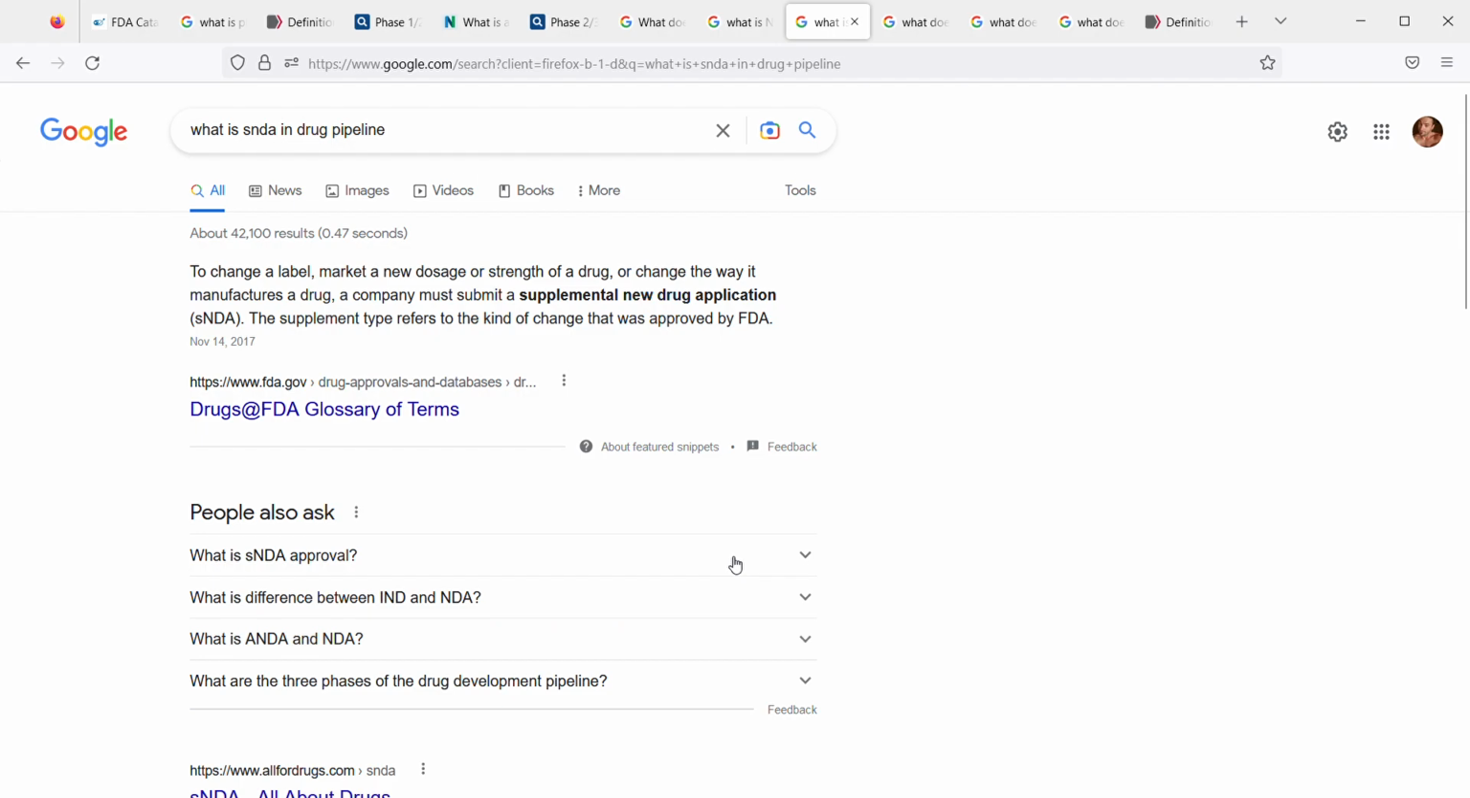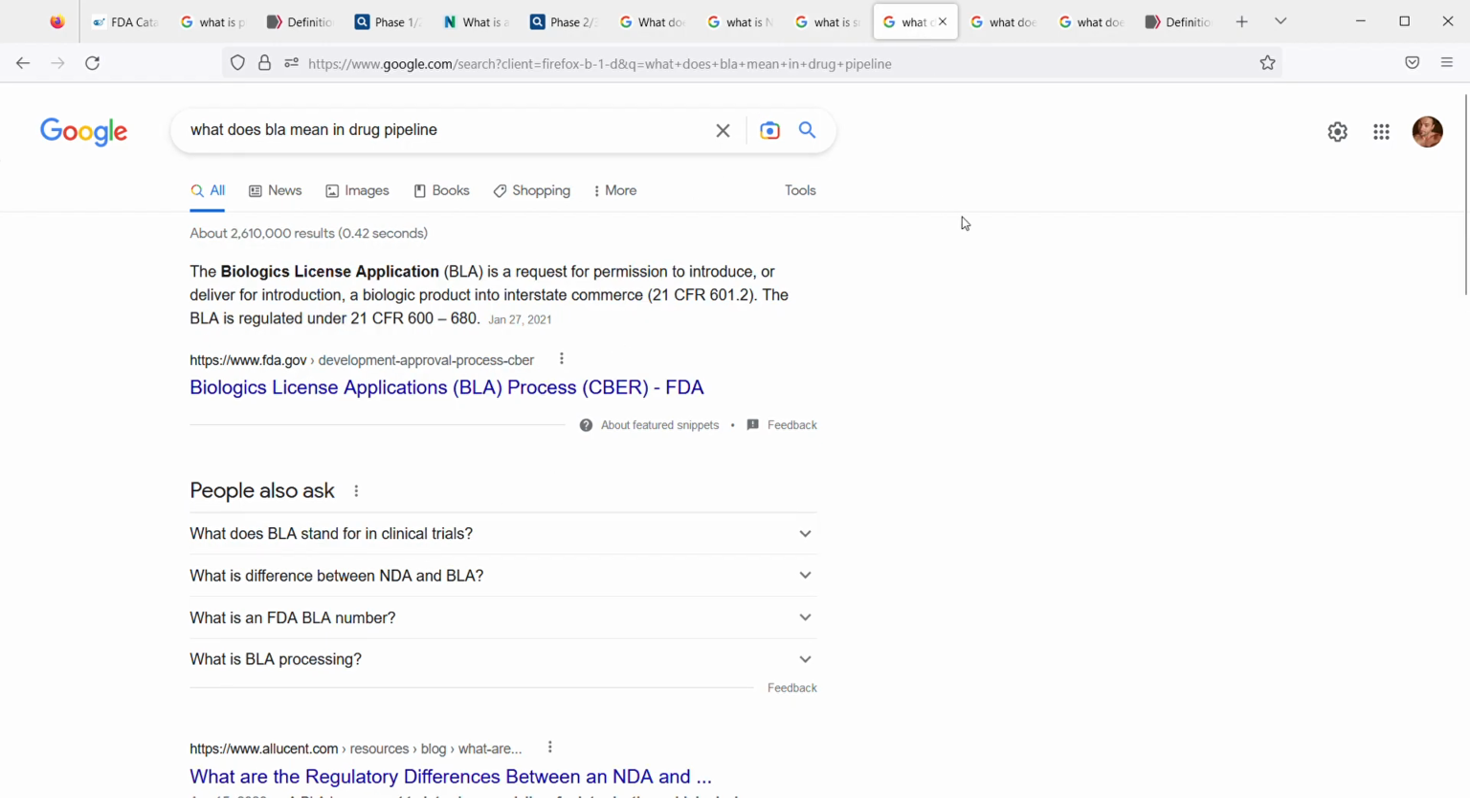Then you have the SD or SNDA, and all that is just a supplemental new drug application. And it's when a company wants to change the label, make a change to the drug, like dosage, or the way it's manufactured, even. So they need to provide an application or submit an application to make these changes. So next we have the PDUFA.